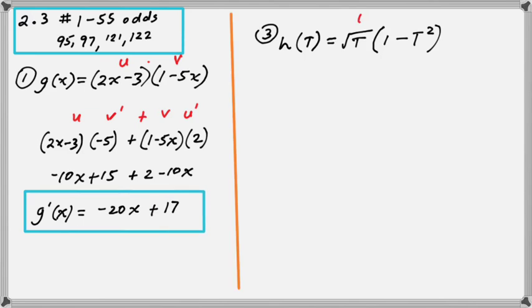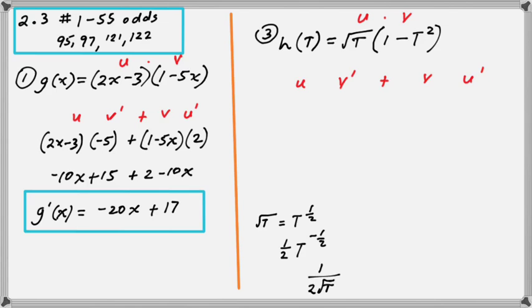Okay, on number 3, again we have u times v, so it's going to be u v prime plus v u prime. It's a little harder because you have to take the derivative of the square root of t. Are you aware that that's t to the 1/2? And if you did power base 1 less power, you would end up with 1 over 2 radical t. So basically that's what's going to be the u prime. Just mentioning. Anyway, we're going to do this.